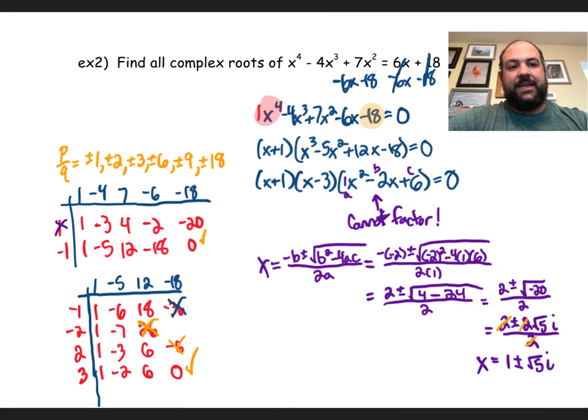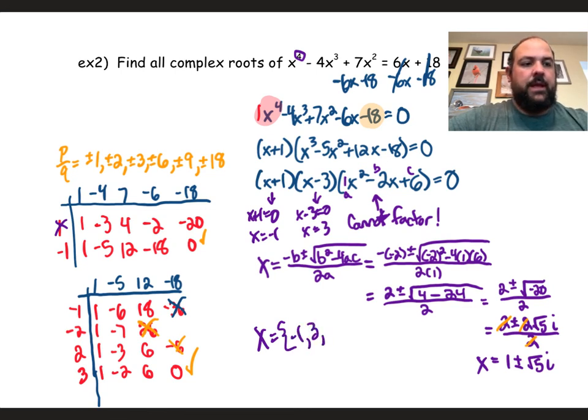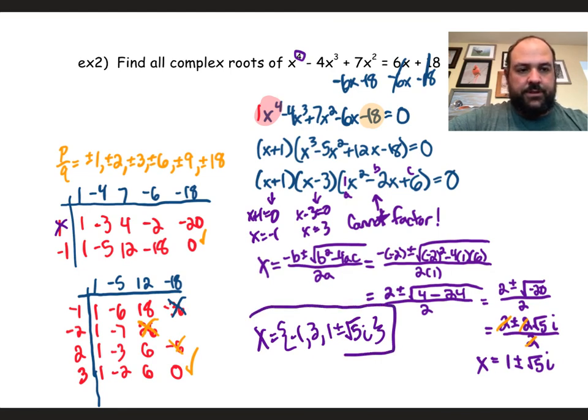Or going back to here, x plus 1 equals 0. That means x equals -1. And here, x minus 3 equals 0. That means x equals 3. That gives me my 4 solutions again. The leading term is x to the 4th, so there's going to be 4 roots. We end up with -1, 3, and then our 2 complex roots in this case, 1 plus or minus the square root of 5i. Those are our 4 answers.